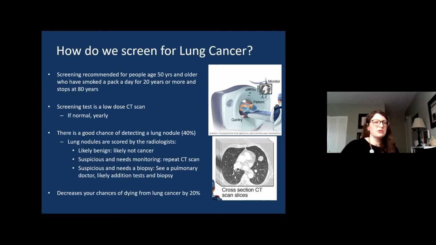The picture here kind of denotes what the CT scan looks like. You lie on a flat bed, you undergo a scanner, and it produces pictures of the lung that can identify a lung mass or a lung nodule that can look like a cancer, okay? Now, the thing with lung cancer screening is there is a good chance that it's going to detect a nodule, meaning they detect nodules in 40% of the tests that they do. These nodules can look on the CT scan like just a small change. It can look suspicious for cancer, or it can look very suspicious for cancer.